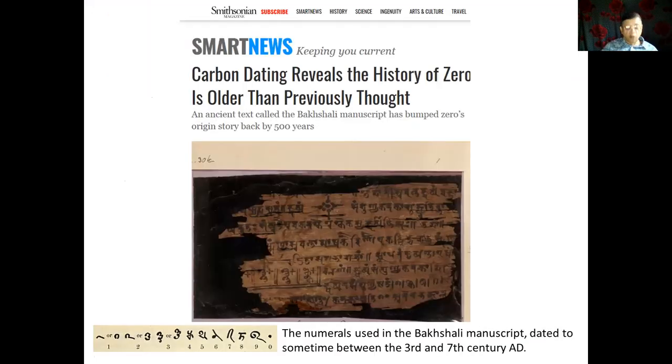Actually, here is a written document which survives today, called the Bhaksali manuscript, and has been dated from the 3rd to 7th century AD by carbon dating. This particular manuscript actually shows zero being used. This is probably one of the most ancient uses of zero.